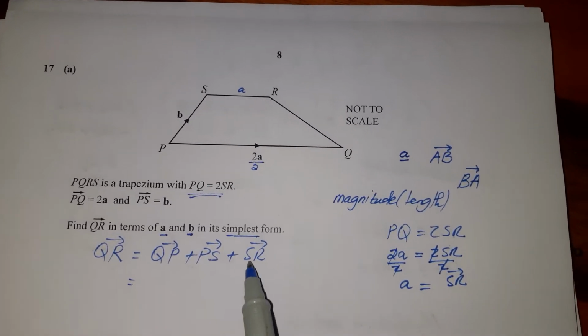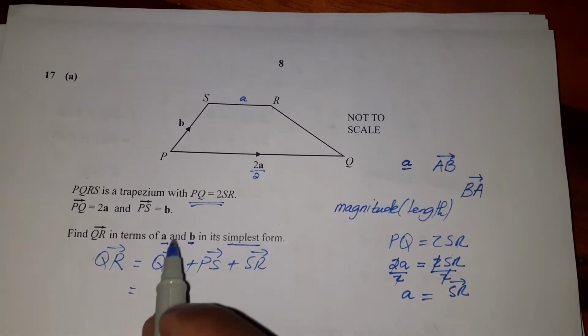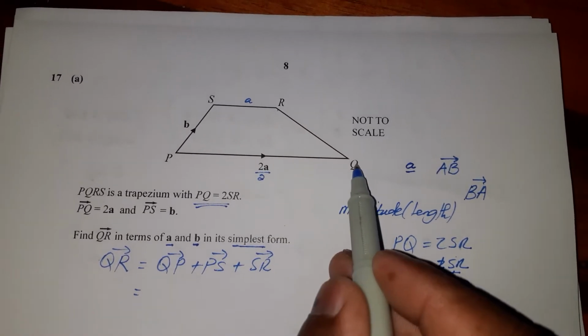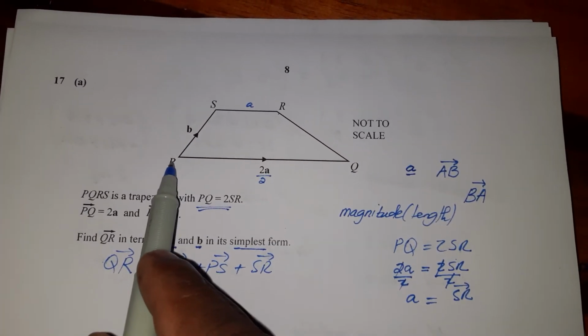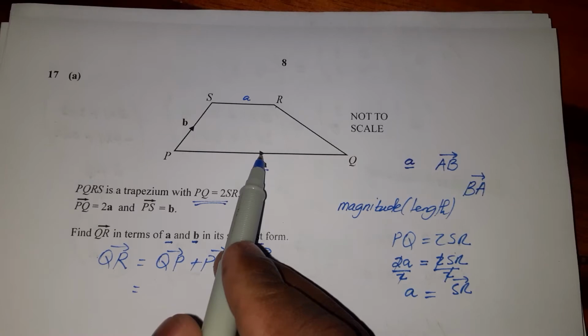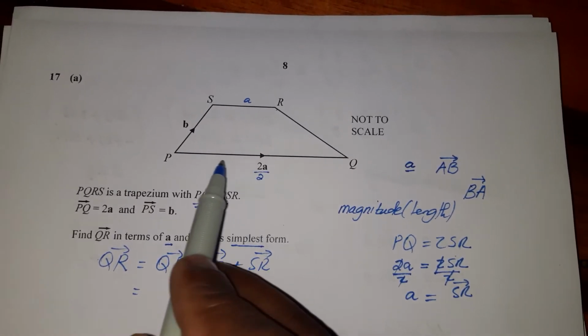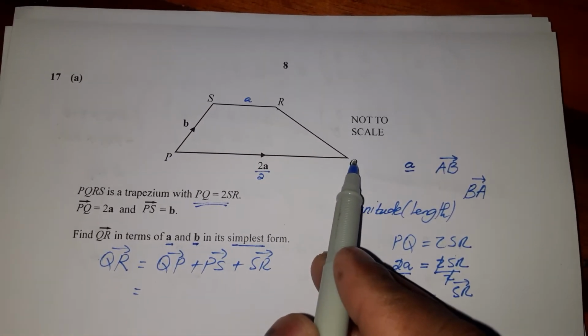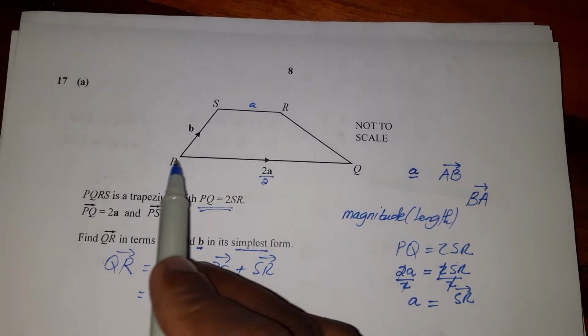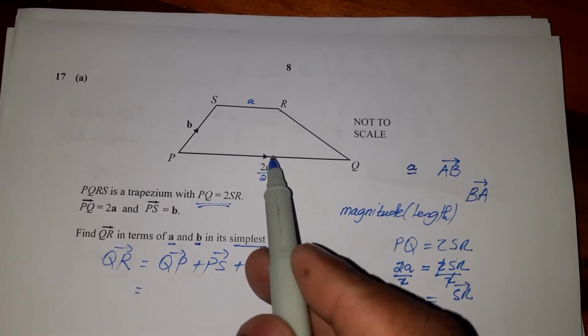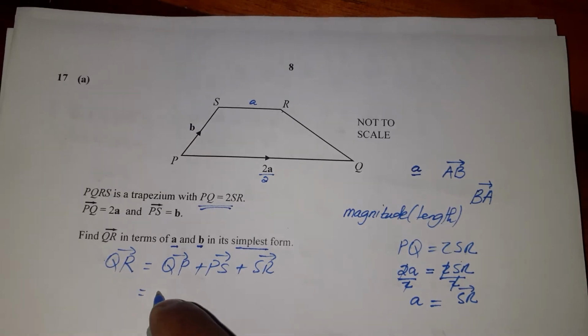So now that we know our SR, we can now write. Now here we are moving from Q to P. The arrow is telling us that this quantity is going from P to Q. Now we are moving opposite the direction of the arrow. Therefore, the 2A now becomes negative.